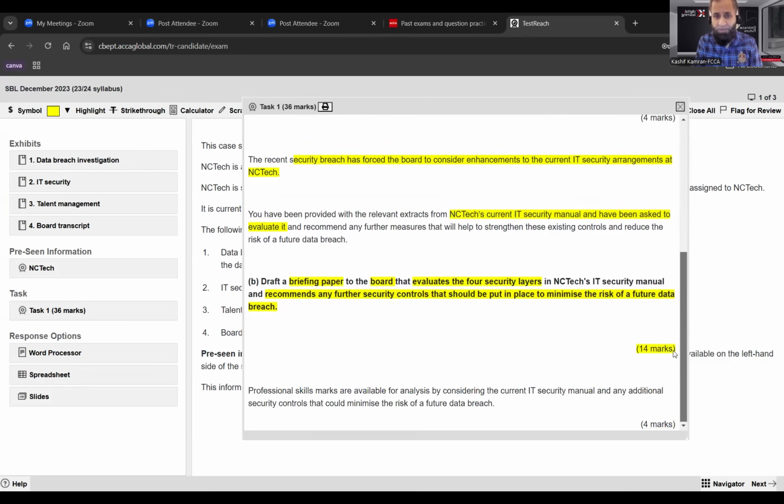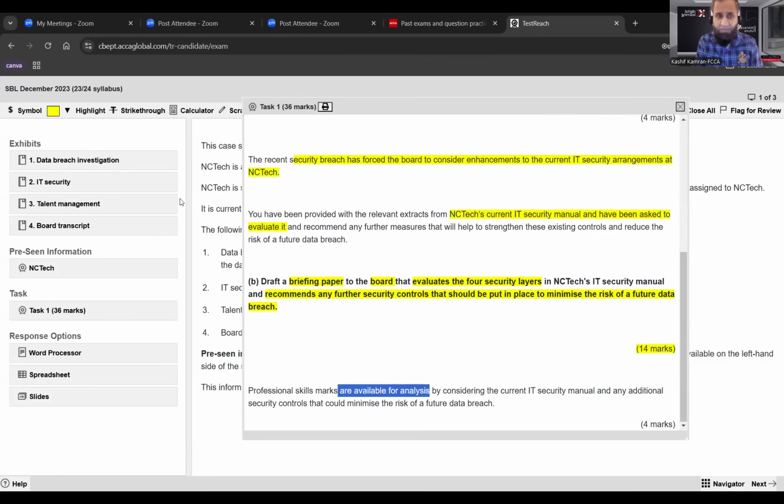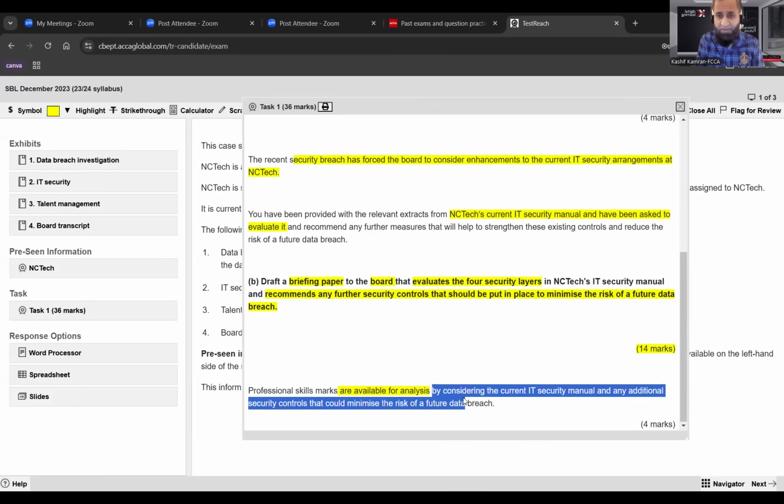Look down. The B requirement. You have the professional marks down. Professional marks are available for analysis. But the examining team is also telling you how you need to demonstrate analysis. It's not just analysis, because there are so many different applications of analysis. But in which way does the examining team want you to demonstrate it? Look at the statement. By considering the current IT security manual and any additional security controls that could minimize the risk of the future data breach.